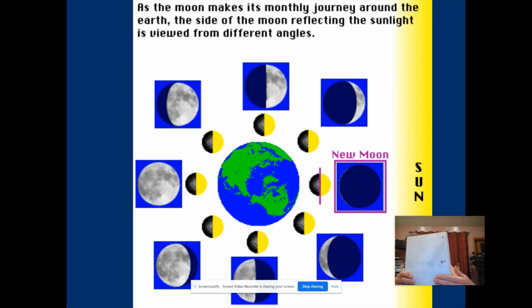So we're saying that the sun's rays are coming from this direction. So we have new moon. Okay, Earth's in the middle.